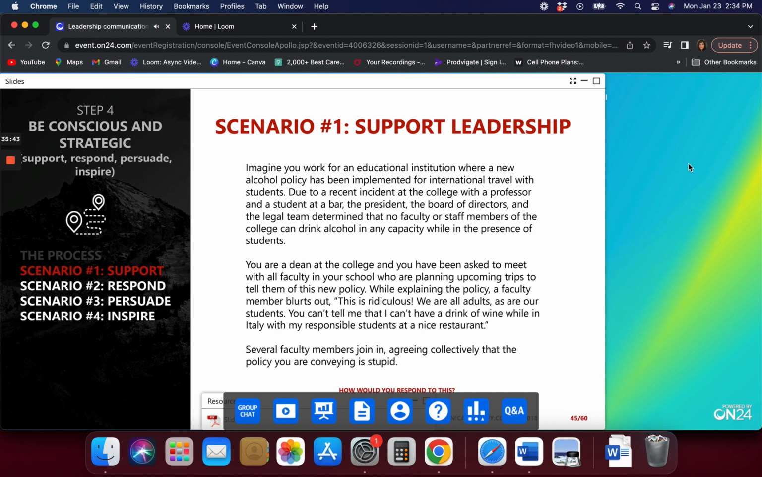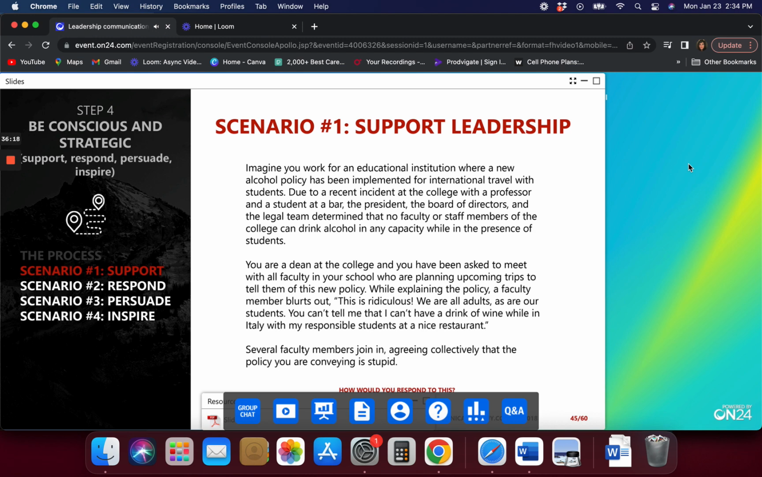So I'll just read this if you want to follow along with me. Imagine you work for an educational institution where a new alcohol policy has been implemented for international travel with students. Due to a recent incident at the college with a professor and a student at a bar, the president, the board of directors, and the legal team determined that no faculty or staff members of the college can drink alcohol in any capacity while in the presence of students. Okay, so you're a dean at the college. You're not top leadership, but you're a dean, and you have been asked to meet with all the faculty in your school who are planning upcoming trips to tell them of this new policy.